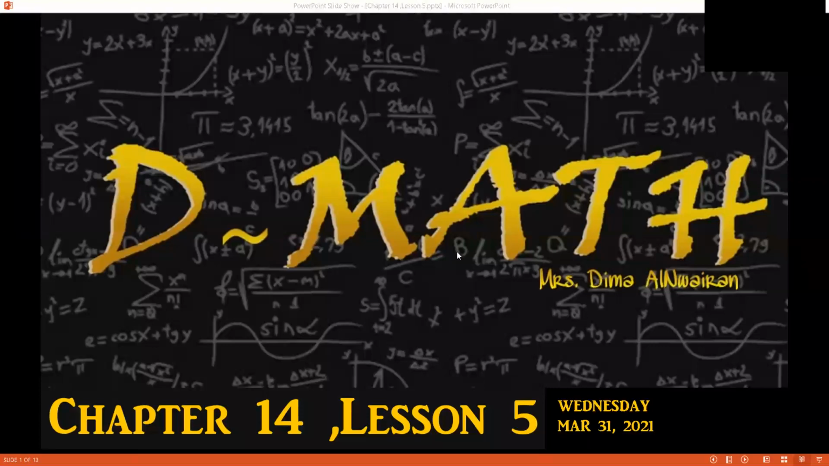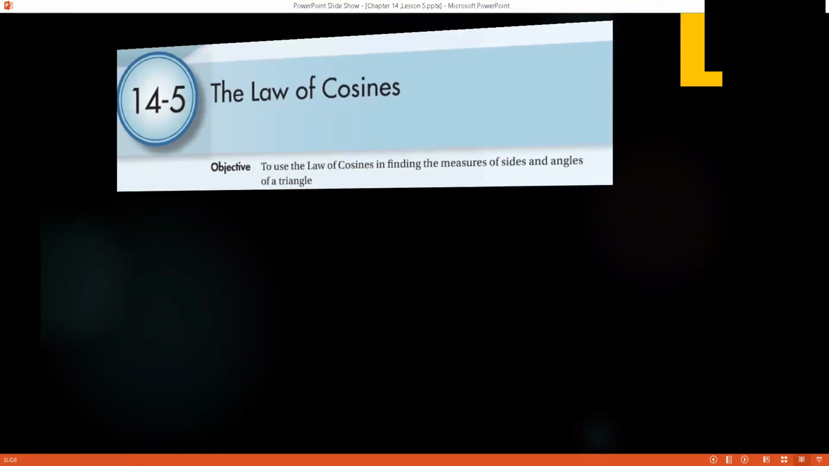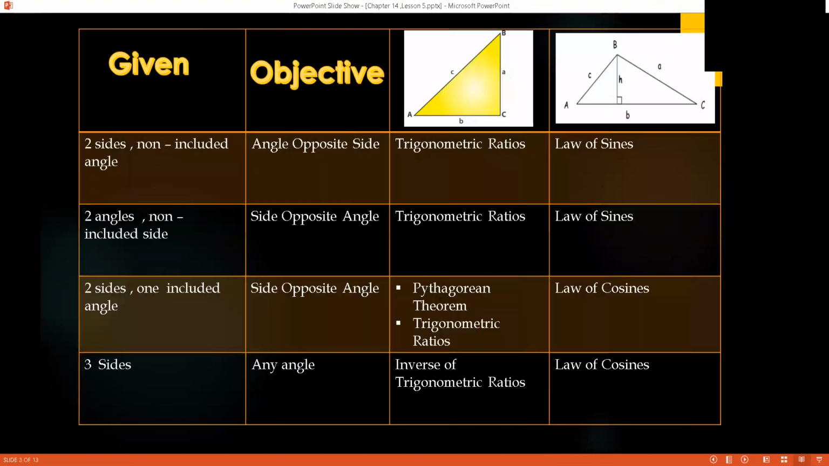So in this lesson, we are going to learn about the law of cosine to find the measures of sides and angles. Before starting with the law of cosine, let's remember when we use the law of cosine and when we use the law of sine. If you have two sides and a non-included angle, I will use the law of sine. And if I have two angles and a non-included side, I have to use the law of sine.